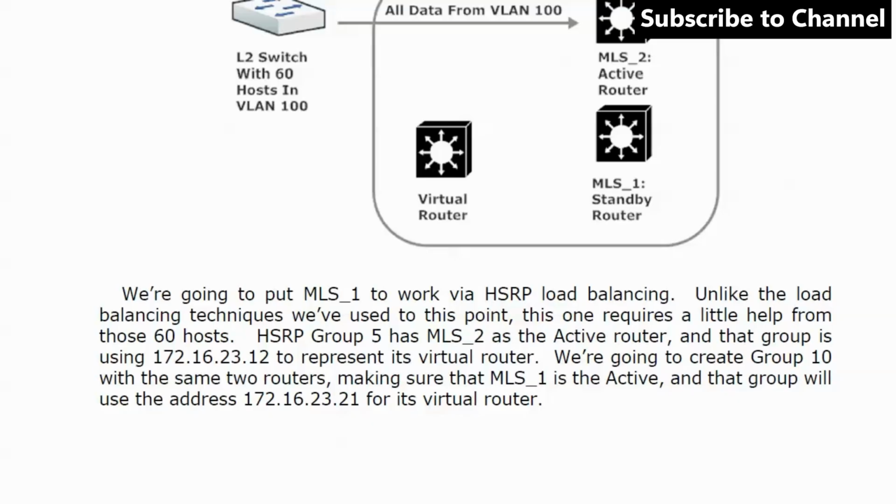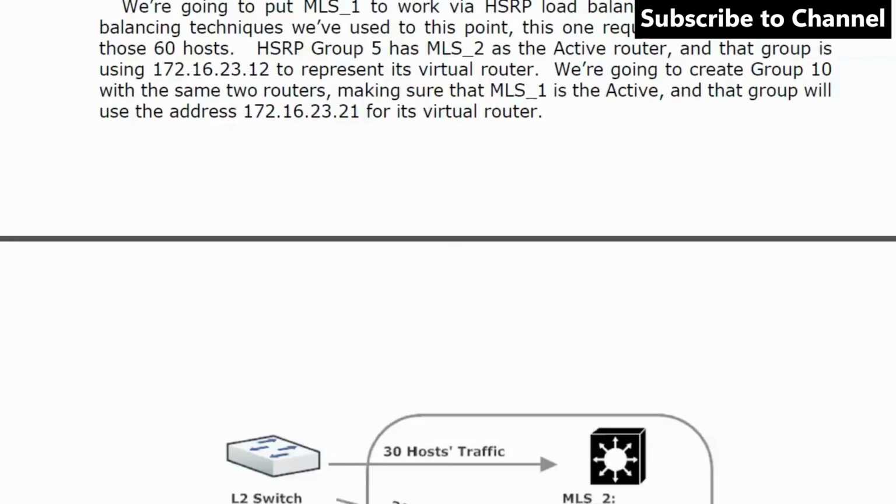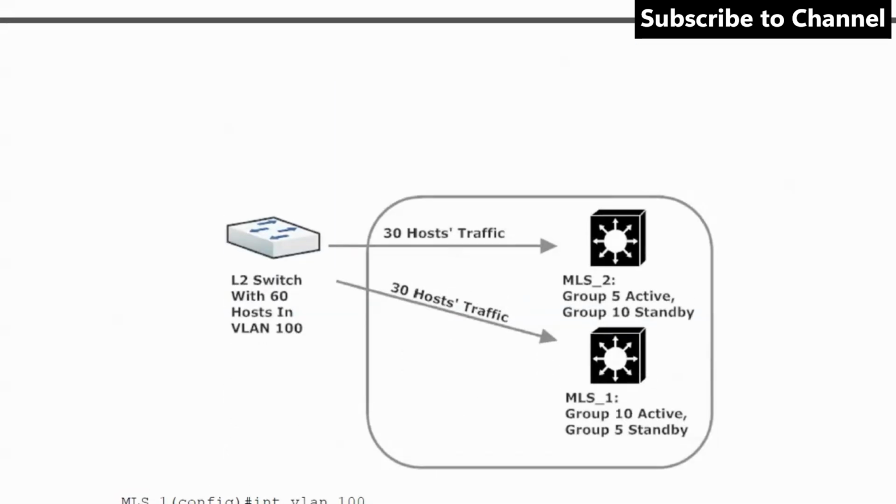There's nothing illegal about that yet. We'll find out in a minute, I guess. Making sure that Switch 1 is the active, and that group will use another address, 172.16.23.21, for its virtual router. So this is what we want to end up with, in essence. We want to split this load. It's not pure load balancing, of course, because we could have some hosts sending a lot more traffic. But the thing is, it's better than what we had.